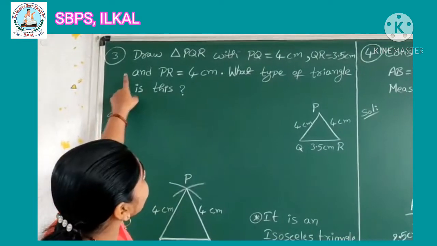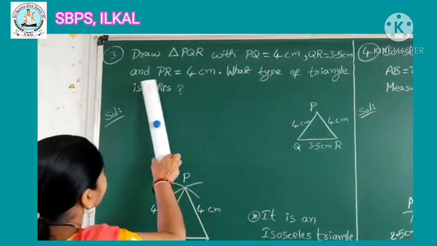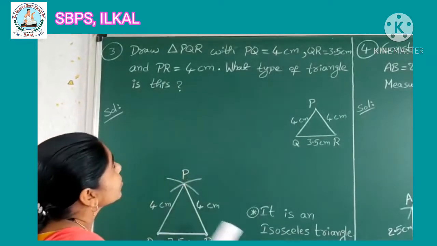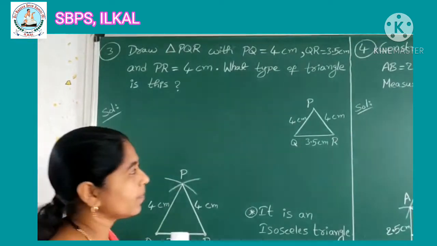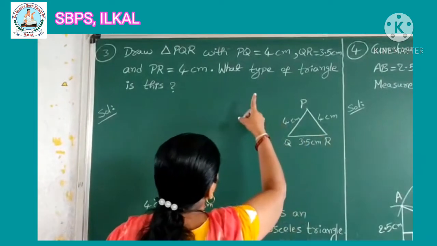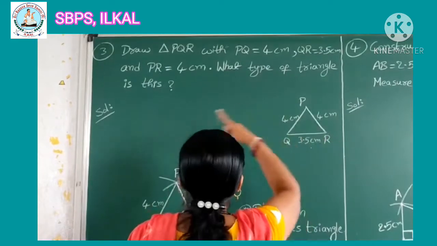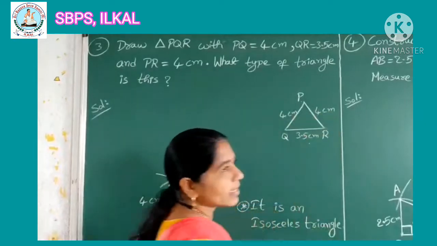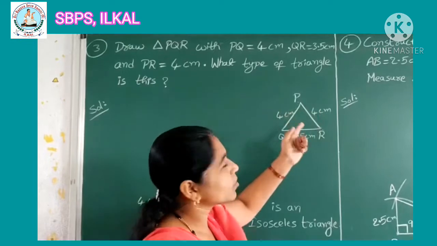Draw triangle PQR with PQ equal to 4 cm, QR equal to 3.5 cm and PR equal to 4 cm. What type of triangle is this? We should construct triangle PQR, children, and say which type of triangle it is. First we have to draw a rough diagram of PQR. They gave PQ equal to 4 cm, QR equal to 3.5 cm and PR, or RP, both are the same, equal to 4 cm. Why I took QR first, children: these two are equal, so it will be easy to construct.